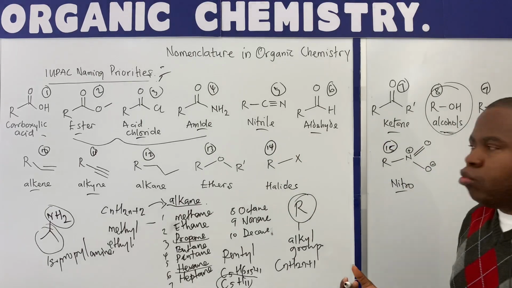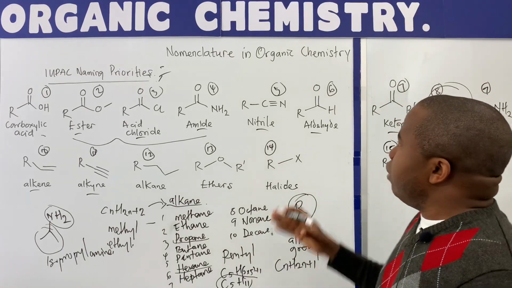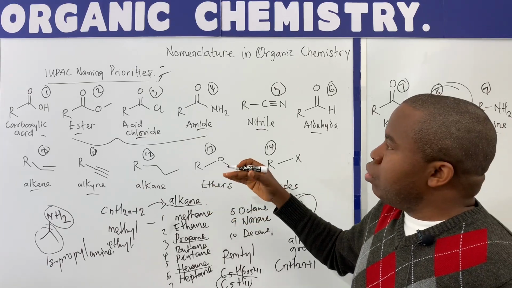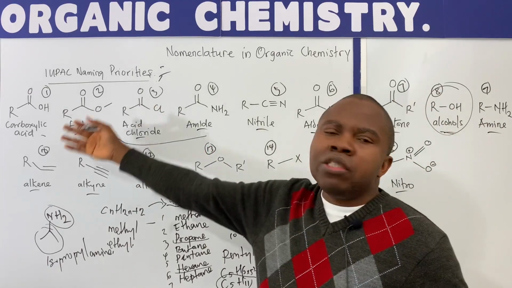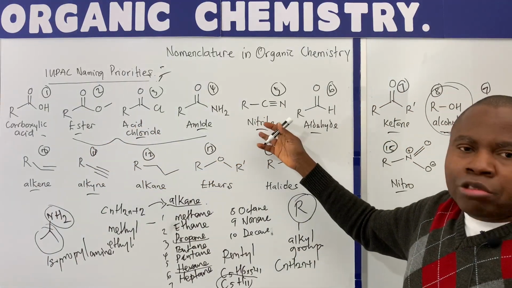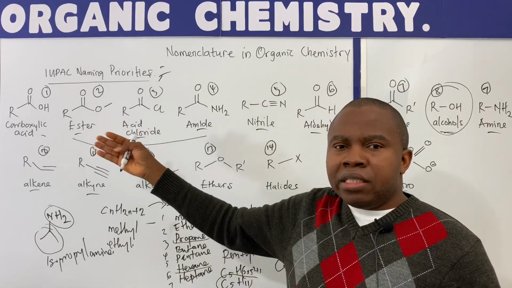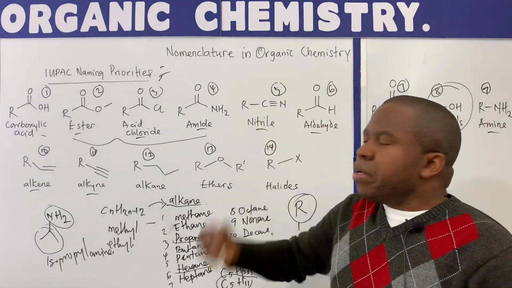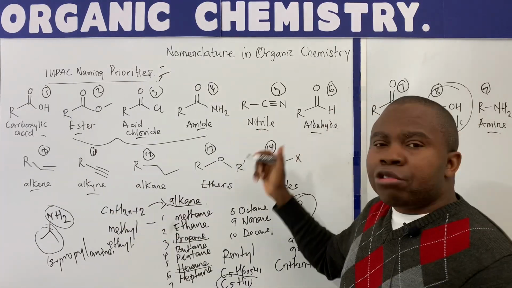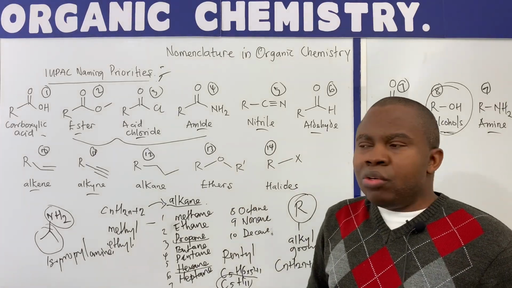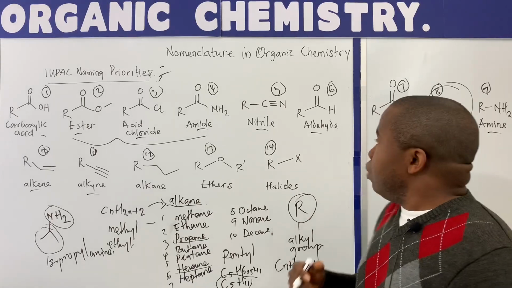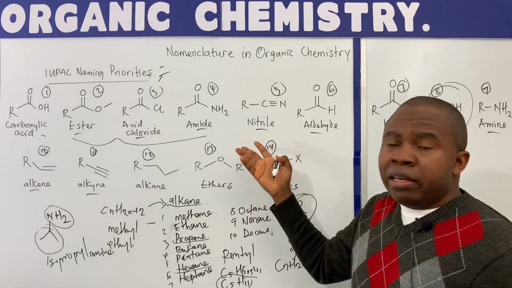So in other words, what I'm trying to say here is that if you have any combination of these functional groups in an organic molecule, you have to remember that a carboxylic acid group in the same molecule with a nitrile has higher priority than nitrile. That means that the parent name for that compound is going to be carboxylic acid, and then the nitrile will become a substituent. So if you have nitrile and aldehyde together in a molecule, the parent name is going to be a nitrile, or you say cyano.